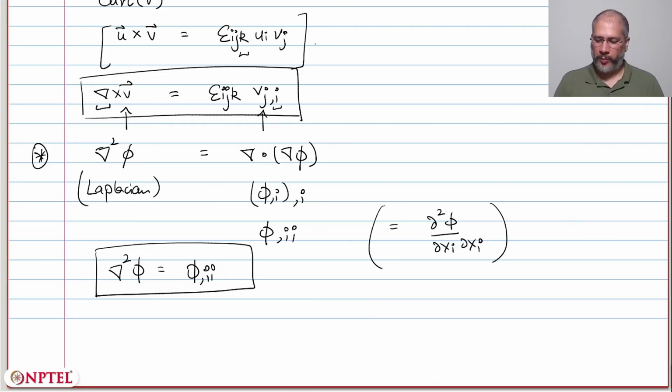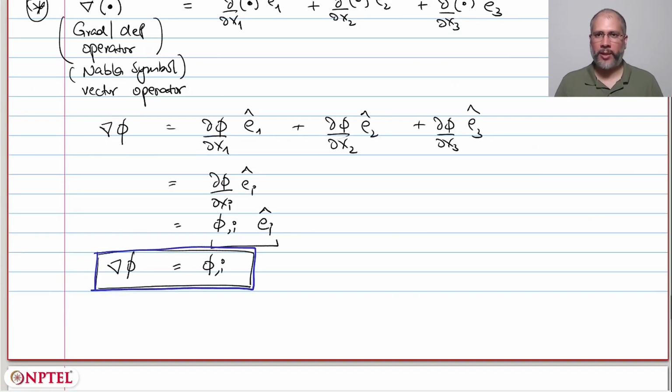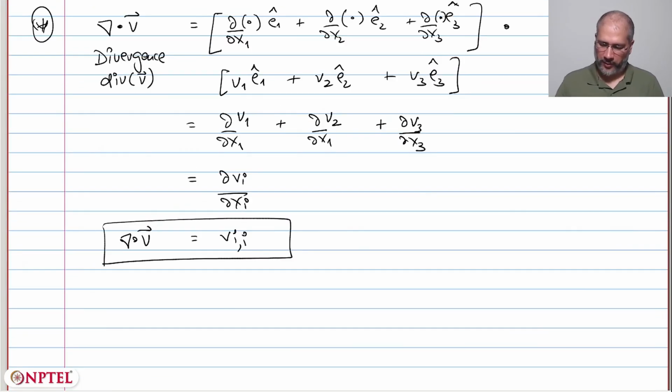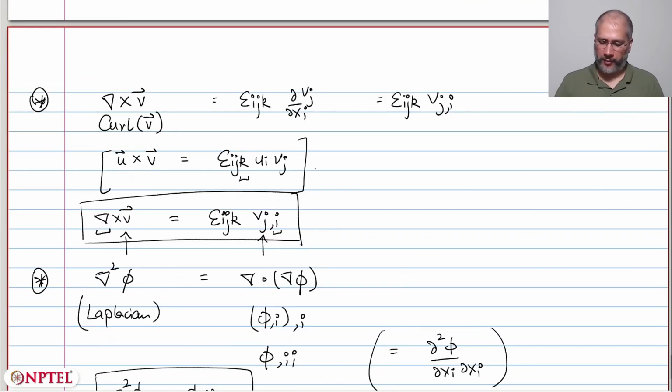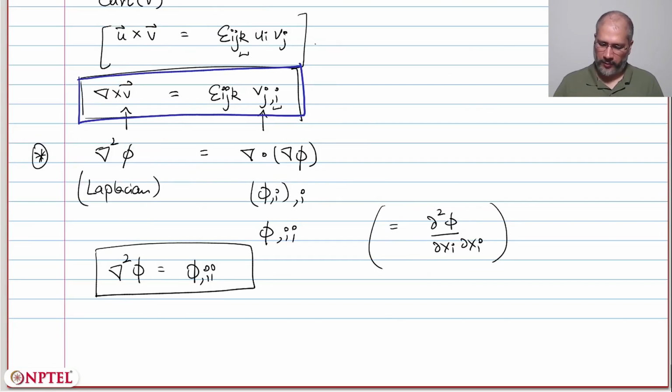So let me now take you through the boxed expressions, because we have written the four most common vector operators in vector calculus in indicial notation now. So the grad of phi is phi comma i. The divergence of a vector v is vi comma i. Again, it could be vj comma j. They're all dummy indices. The curl of a vector v is epsilon ijk vj comma i, and the Laplacian of a scalar phi is simply phi comma ii.